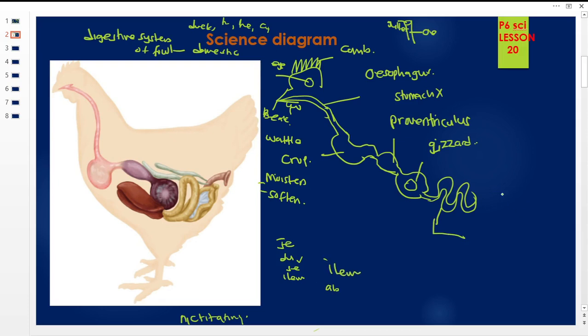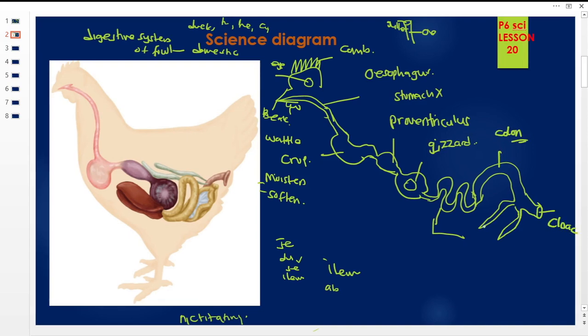Now from this part here, we are going to join on and get a big one, which we call the colon. Now this colon is going to have two sections. Here we have this one, then it continues, then it gets another section here, then it ends up with this. Now this one here is what we call the colon, and this opening is what we call the cloaca, and these two here are what we call the caeca.